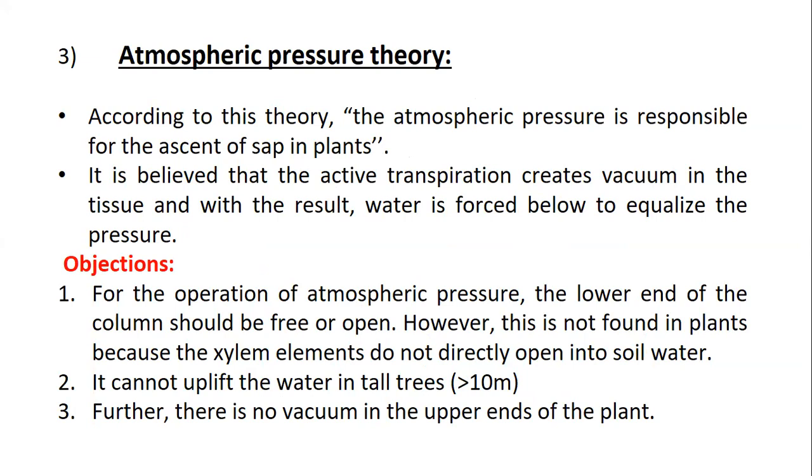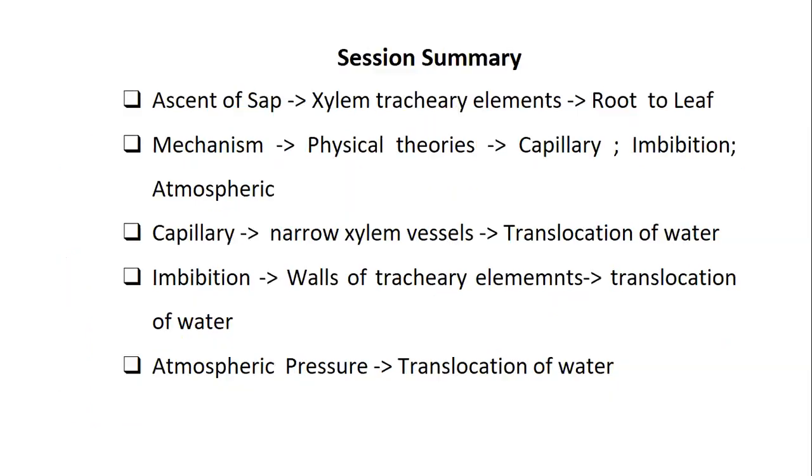Objections for this atmospheric pressure theory are that for the operation of atmospheric pressure, the lower end of the column should be free or open. However, this is not found in plants because the xylem elements do not directly open into the soil water. It cannot uplift the water in tall trees having heights more than 10 meters. Further, there is no vacuum in the upper ends of the plants.